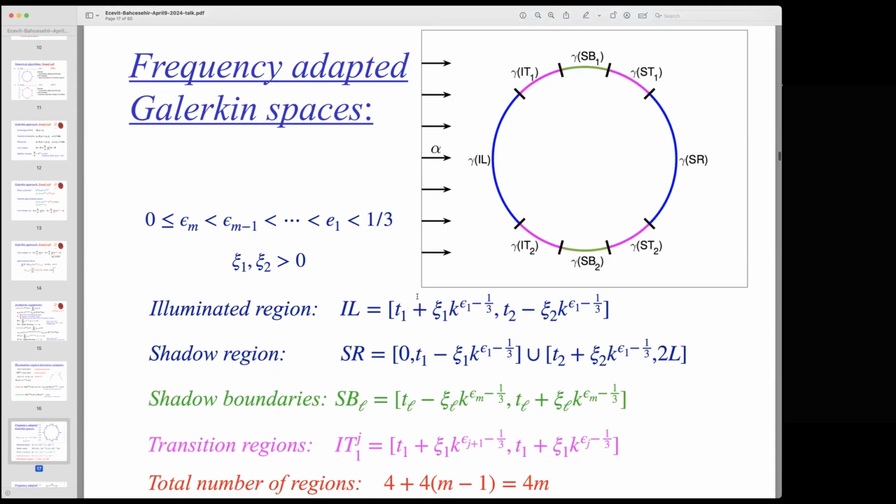So going back to these two methods with my students, again I'm taking a convex scatterer. It need not be a unit circle. It can be any convex obstacle. I'm considering here an incidence alpha coming in from the left. And as you see, there is this illuminated region on the left. There is this shadow region on the right. And there are two shadow boundary regions, SB1 and SB2, on top and bottom. And there are 4 pink regions, which I will call transition regions.